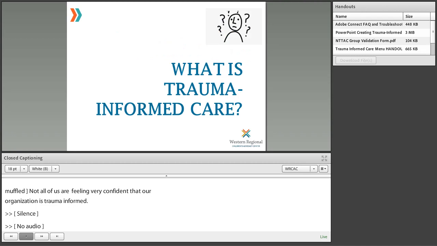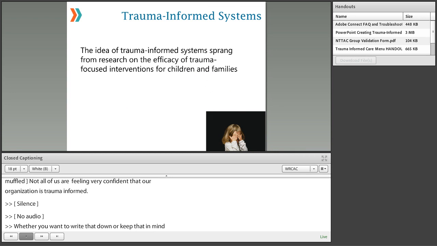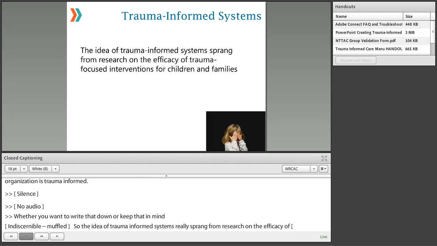Okay, so now to the heart of it. What do we mean when we say trauma-informed care? The idea of trauma-informed systems really sprang from research on the efficacy of trauma-focused interventions for children and families. So we're seeing a lot of success when we recognize trauma and its impacts, right? For a lot of kids, trauma can be an organizing principle. It's how they see themselves, right? It's maybe how they see others, maybe not trustworthy, and how they see the world around them. And we're learning as a field that this is something that can't be ignored.